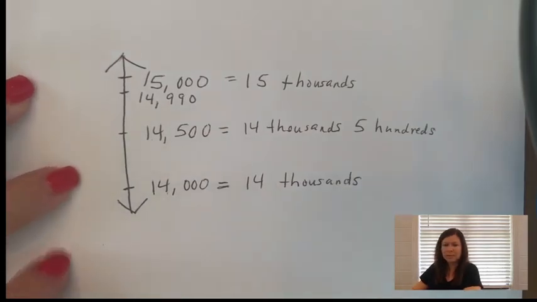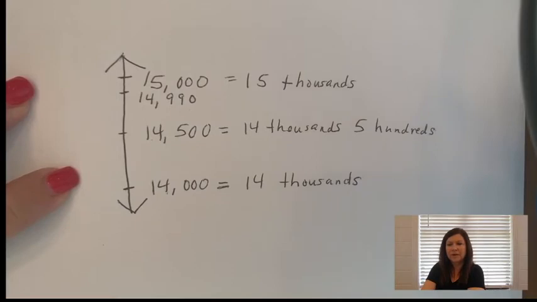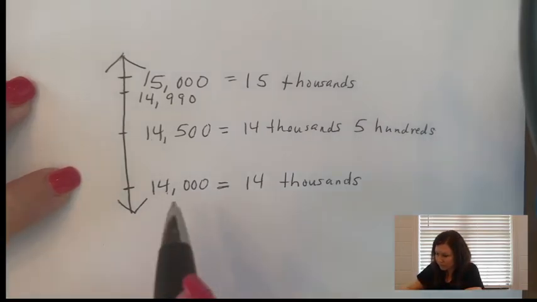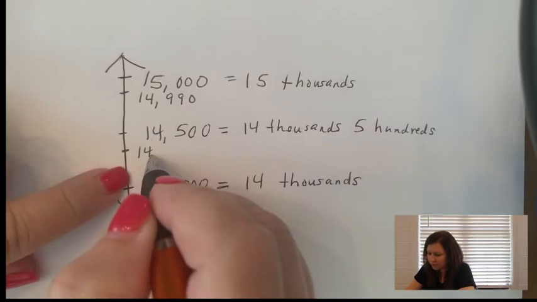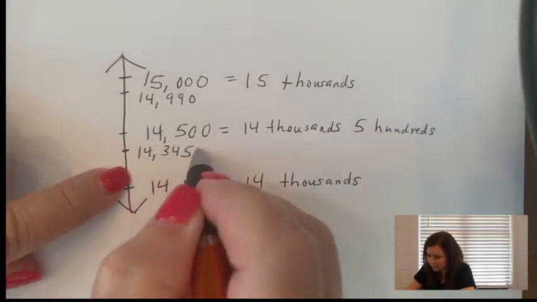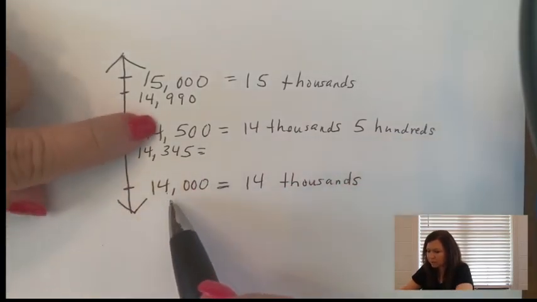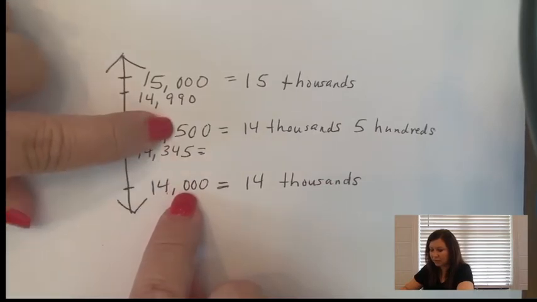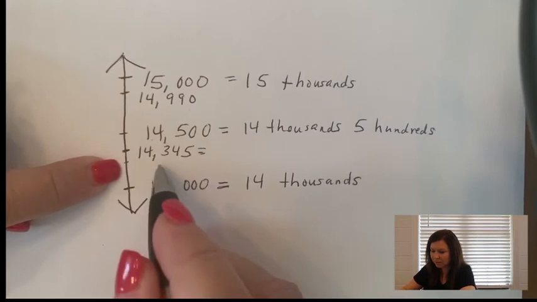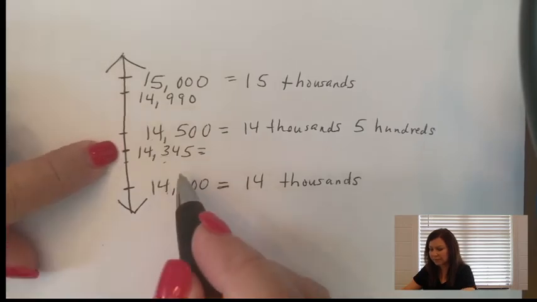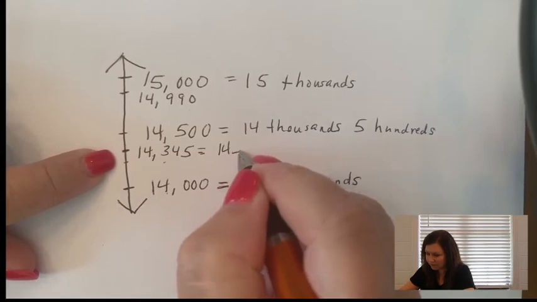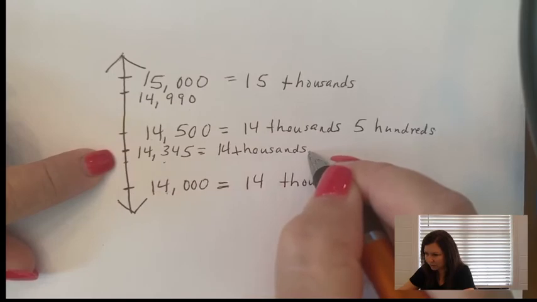Now, where would 14,345 go on your number line? It's going to kind of go right in this area, because if you think about it, halfway between 0 and 500 would be 250, so halfway would be our 14,250, and our number is greater than 250, so it's got to be a little bit more than that, okay? So 14,000, which is the same as 14,300.